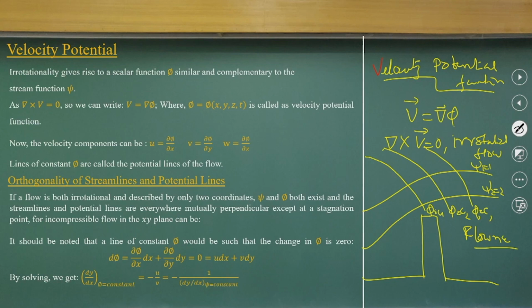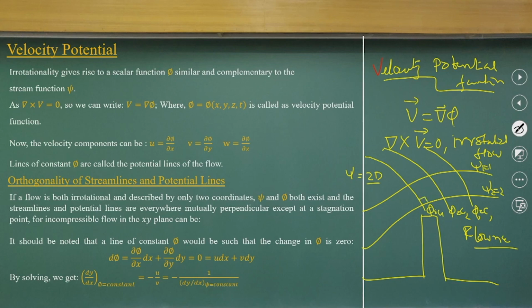The only difference here is that the stream functions exist for two dimensional cases. So, we will be drawing these flow nets, streamlines and the equipotential lines for a two dimensional irrotational flow. That is the condition you can understand, because stream functions need the flow to be two dimensional and the velocity potential function needs the flow field to be irrotational. So, both conditions should be satisfied to have the streamlines as well as the equipotential lines.